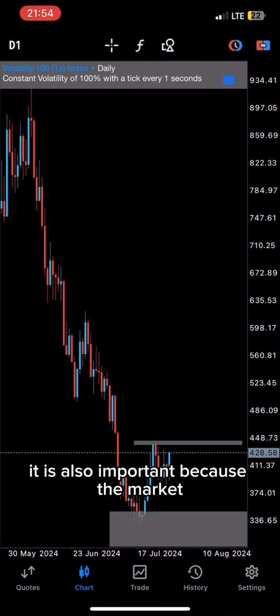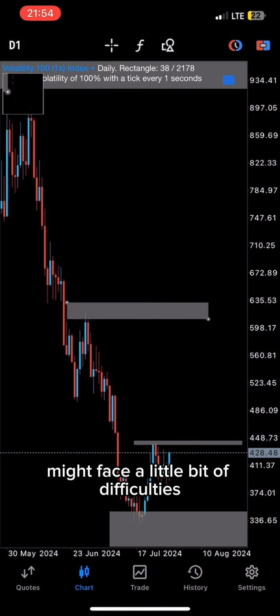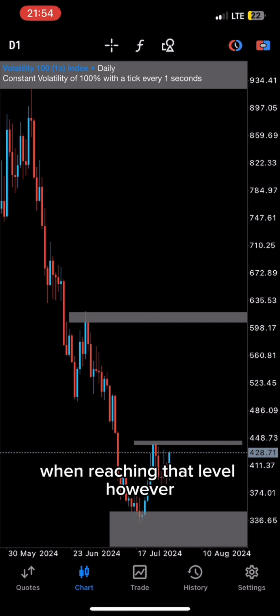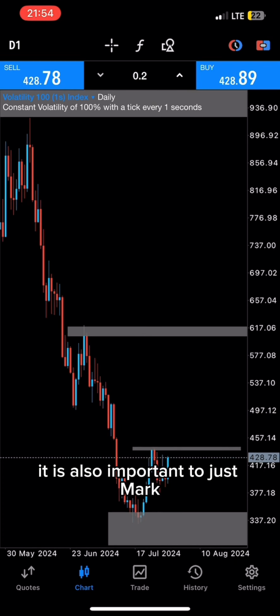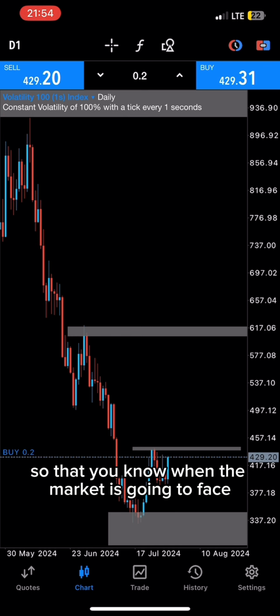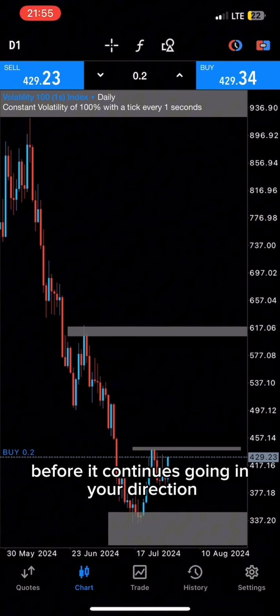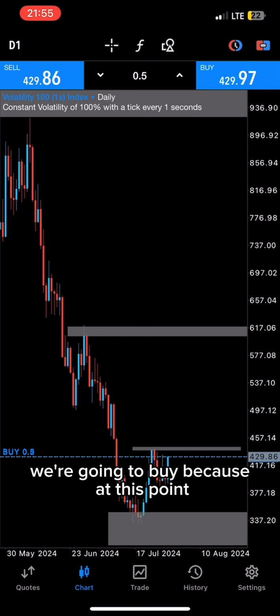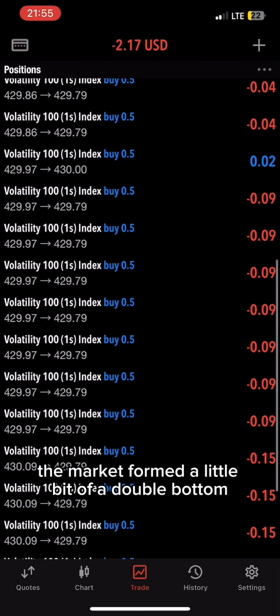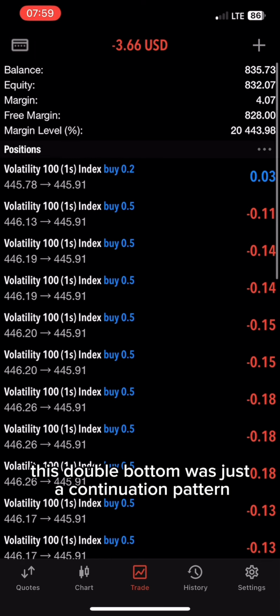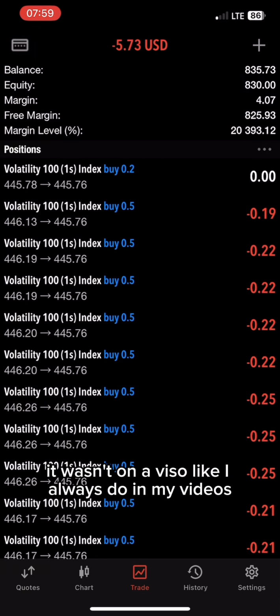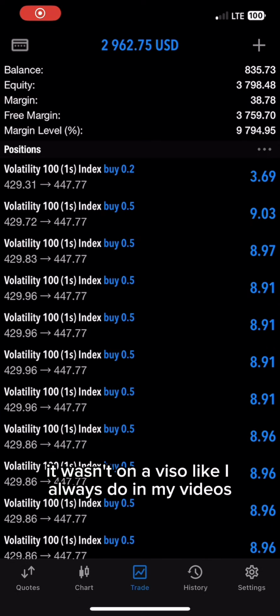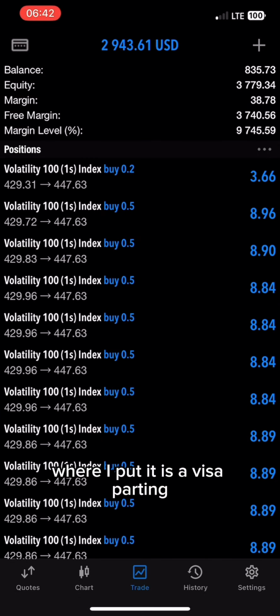It is also important because the market might face a little bit of difficulties when reaching that level. However, it is also important to just mark all the areas of confluence so that you know when the market is going to face a little bit of difficulties before it continues going in your direction. So after the analysis, we're going to buy, because at this point the market formed a little bit of a double bottom, but then this double bottom was just a continuation pattern. It wasn't a reversal like I always do in my videos, where I put it as a reversal pattern.